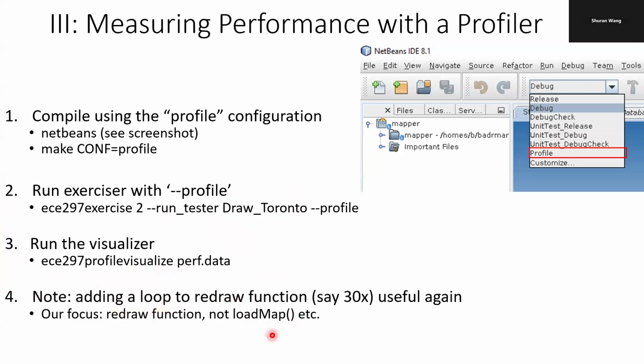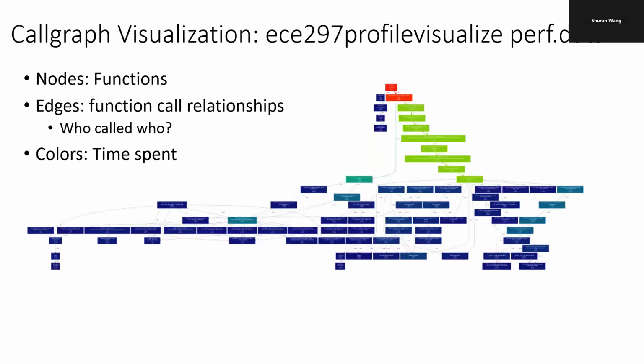Adding a loop to the redraw function is useful again, so I'll just keep that. You should be getting something like this with ECE297 profile visualize. All of the nodes are the functions. The arrows point to the functions that are called inside this function, because functions are called in a stack fashion. So it's called inside this function, and it will separate out the time.